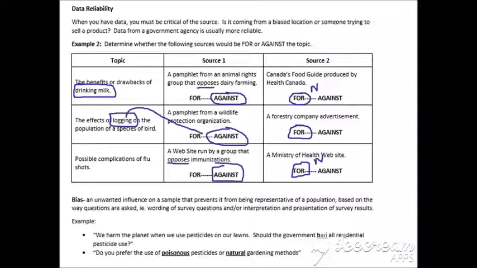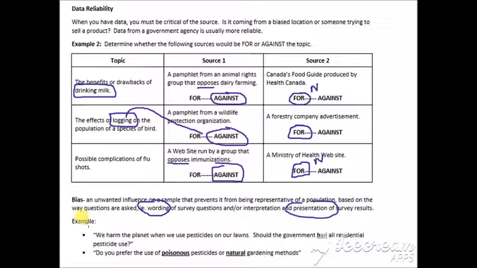Okay, bias. So let's talk about bias. This is an unwanted influence on a sample that prevents it from being representative of the population. It's based on the way questions are asked. For example, wording of survey questions and or interpretation and presentation of survey results. Okay, so it's the way you word it and the way you present it.